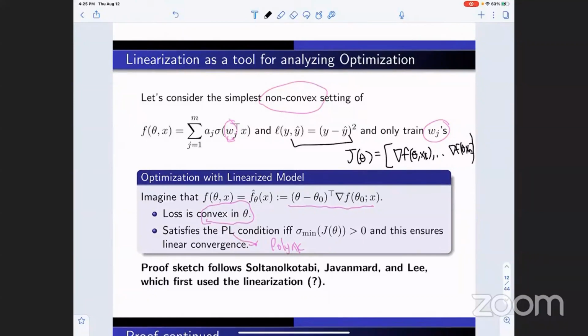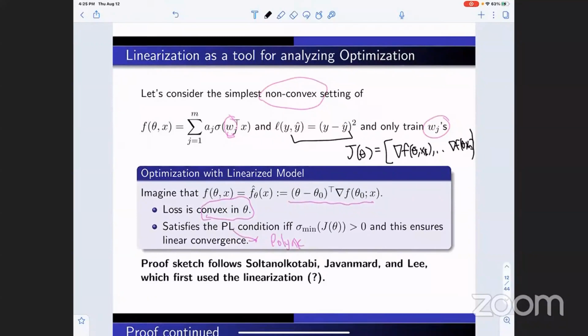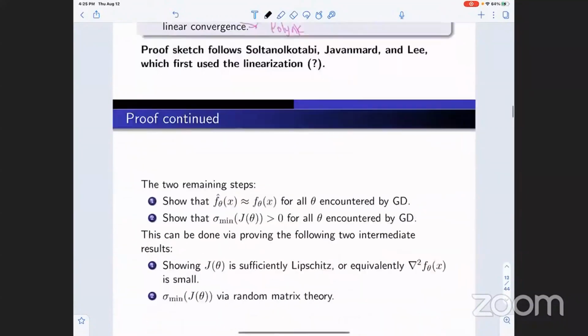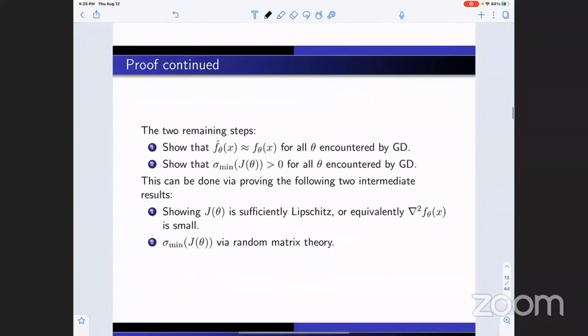And then, I'll show you how we use this in our 2017 paper that I think first used this linearization, at least in the context of deep learning. So there are two steps you need to do here. The first is that you want to show that your linearized network f hat is close to f theta for all the places GD goes. So this is obviously not globally true, right?